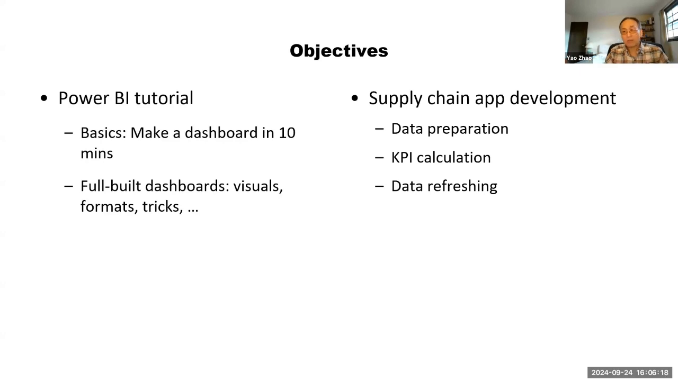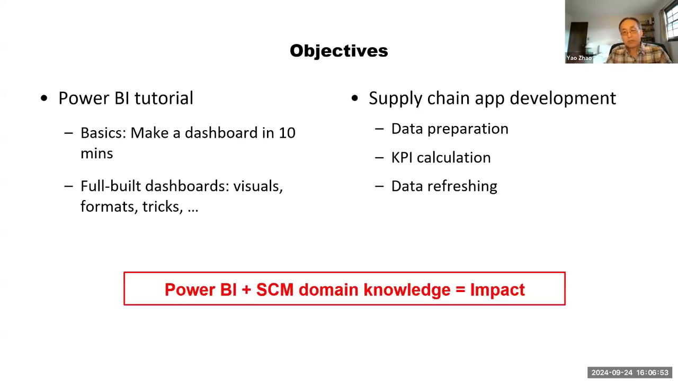Now, we have to get data ready. So, data preparation, and how to calculate the KPIs. Different supply chain applications have different KPIs, which are not readily available from the data, so you have to calculate them. And that makes this tutorial different from the general Power BI tutorial. So we need to learn how to calculate those KPIs, and of course, data refreshing and data updating, and so on. This is what we believe: we need to integrate the technology, which is Power BI, with the supply chain domain knowledge, your insights, and your decisions to make an impact.